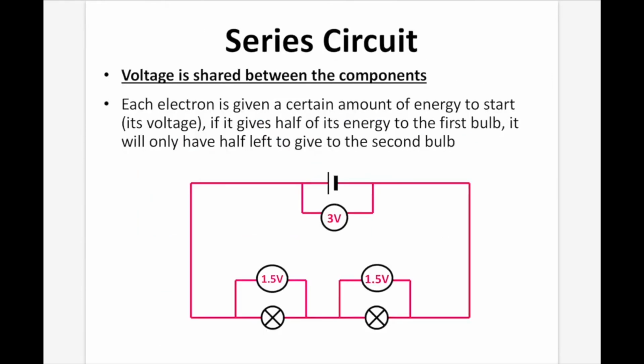Series circuit. Voltage is shared between the components inside a series circuit. Each electron is given a certain amount of energy to start its voltage. If it gives half of its energy to the first bulb, it will only have half to give to the second bulb. So again, we're going to get 3 volts. Our electron is going to pass by. It's going to give 1.5 volts to the first bulb, and then it's only going to have 1.5 volts left to give to the second bulb. When it gets up here, it's going to have 0 volts. And that's great, because when it gets to the battery, that battery is going to give it 3 more volts, and it's going to leave the battery with 3 volts again.